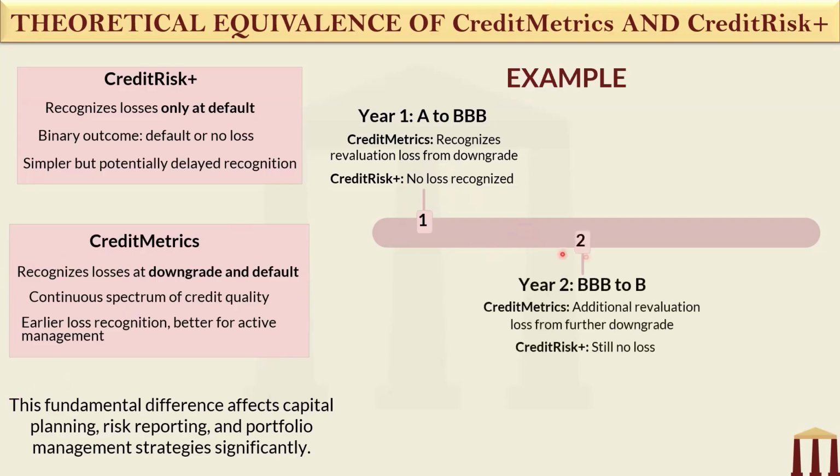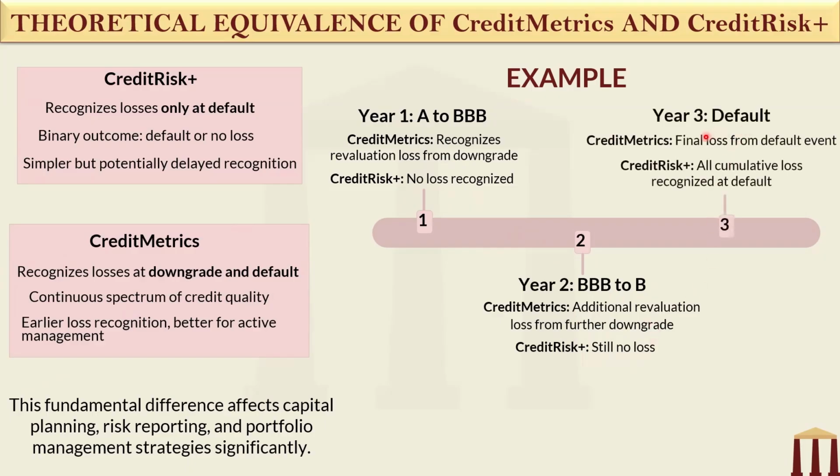Year two, there's another downgrade from triple B to B. CreditMetrics again recognizes an additional revaluation loss, while CreditRisk+ still records nothing. In year three, the borrower defaults. Now CreditMetrics records the final loss from that default event, while CreditRisk+ recognizes the entire cumulative loss only at this point.